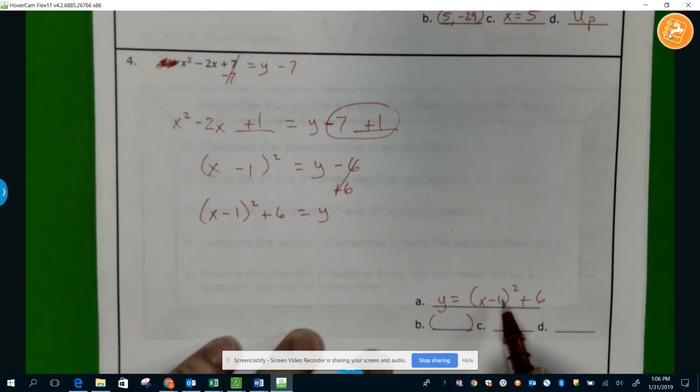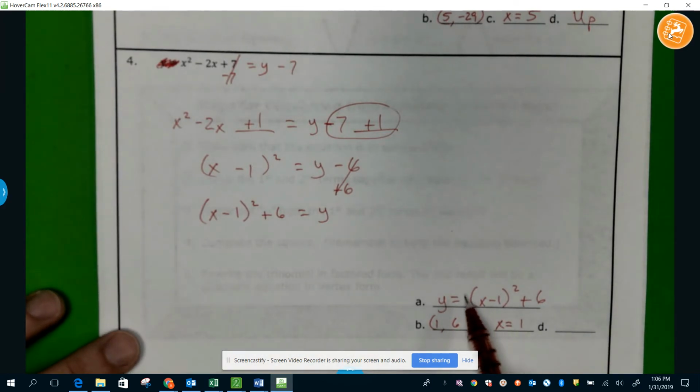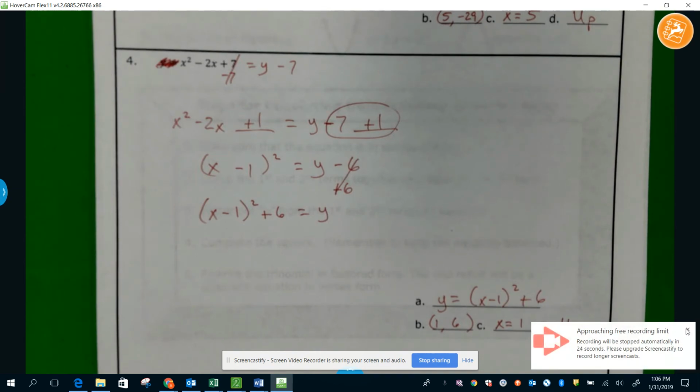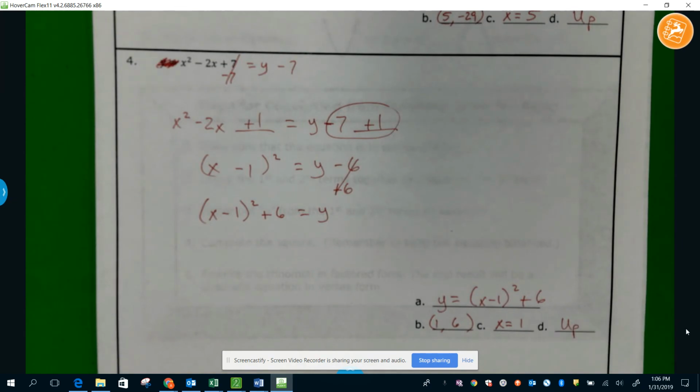My vertex, the x value is always opposite of the x, so positive 1, and the y value is what it says it is, positive 6. The axis of symmetry always has to start off with x equals, and it's the x value of the vertex, which is 1. And again, the direction of opening, the a value out front, we have an invisible 1 in front of our parenthesis. Positive a values tell me that my parabola opens upwards. Okay, so we'll have an assignment on that, but those are the 4 problems from the notes.